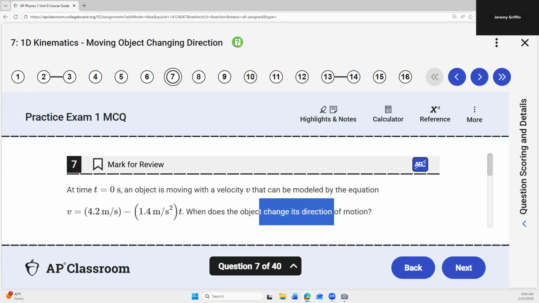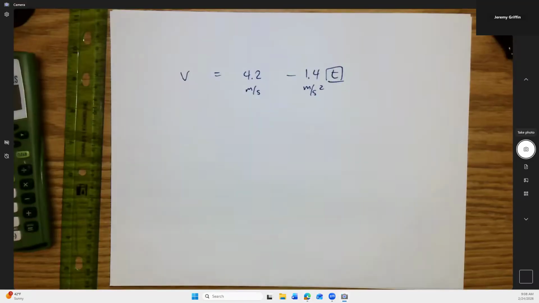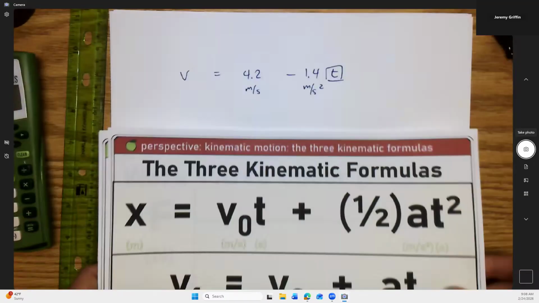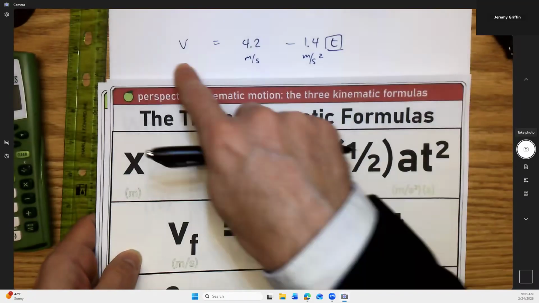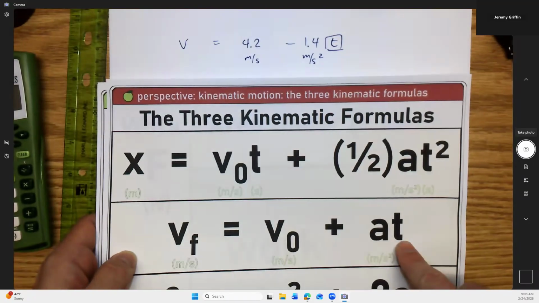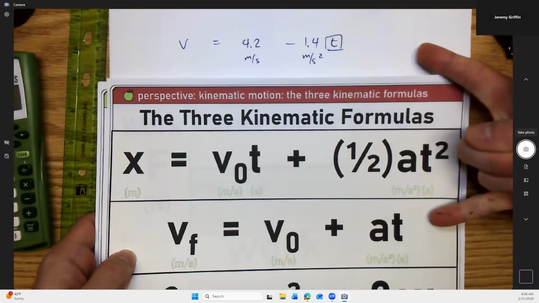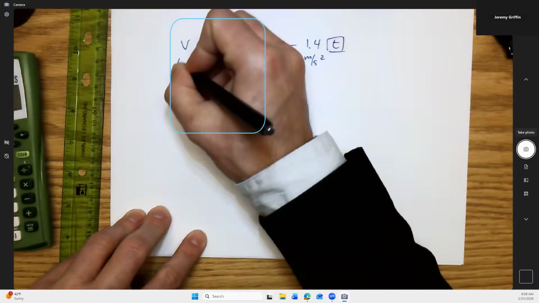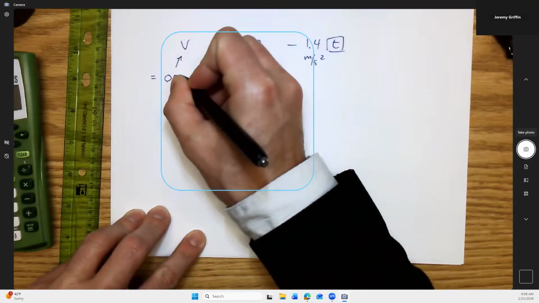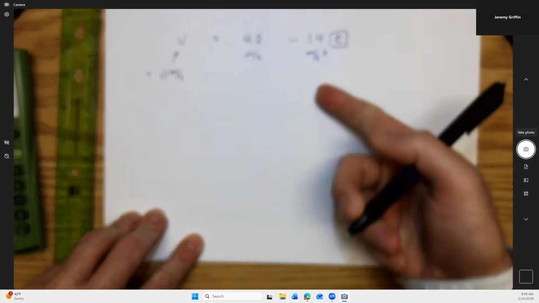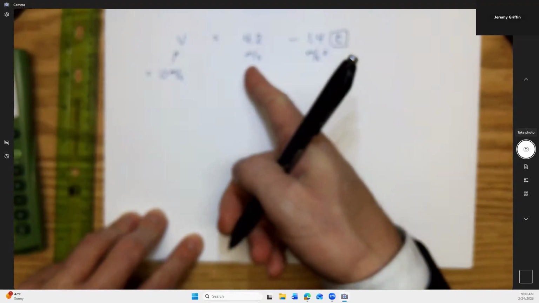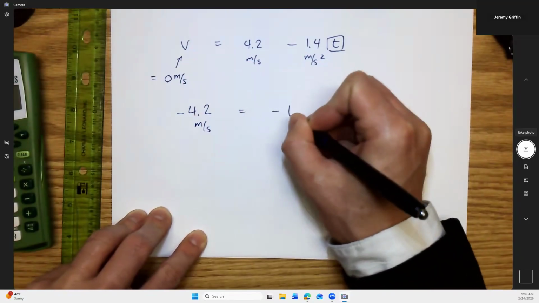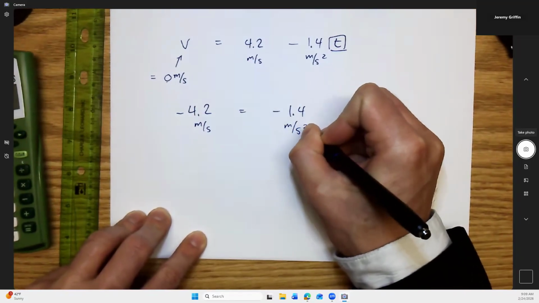And flip the screen over. Just to point this out, you guys do see it? This right here is the second kinematic formula. It's the same thing. So this is this. And we're gonna set this equal to 0 meters per second, since we'd be turning around. We're gonna solve for how much time it takes. So I'll subtract 4.2. That's negative 4.2 meters per second equals negative 1.4 meters per second squared T.